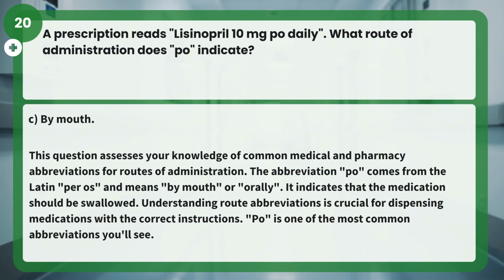Answer C. By mouth. This question assesses your knowledge of common medical and pharmacy abbreviations for routes of administration. The abbreviation PO comes from the Latin per os and means by mouth or orally. It indicates that the medication should be swallowed. Understanding route abbreviations is crucial for dispensing medications with the correct instructions. PO is one of the most common abbreviations you'll see.